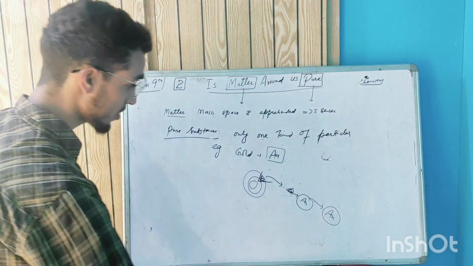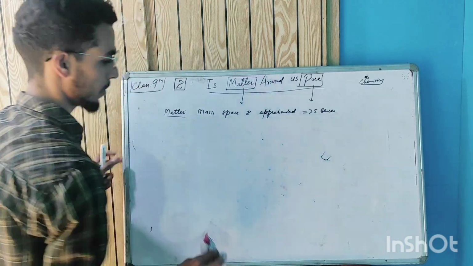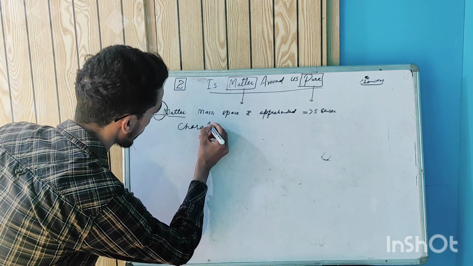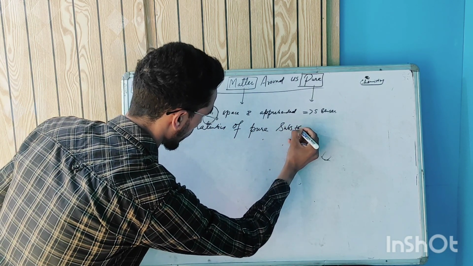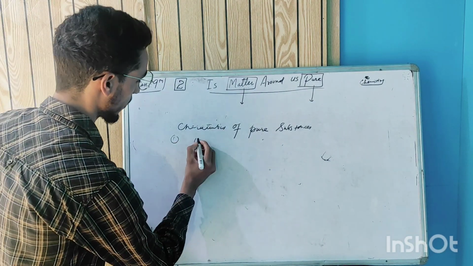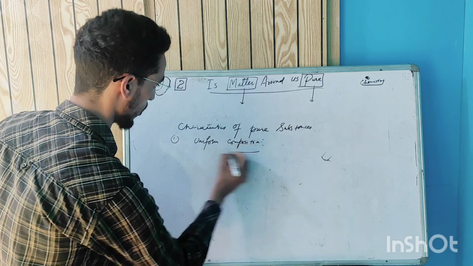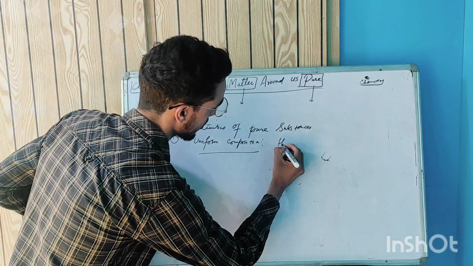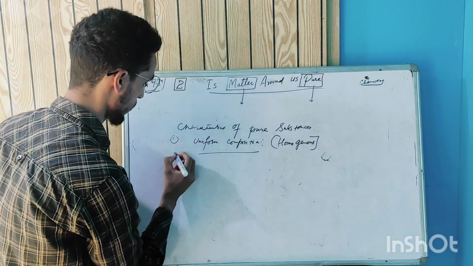Based on some characteristics, we can identify pure substances. Can we say that pure substances have uniform composition? Obviously. So, characteristics of pure substances. The first characteristic is that they have uniform composition. If they have uniform composition, that means they are homogeneous in nature, same genus in nature. This is the first characteristic.